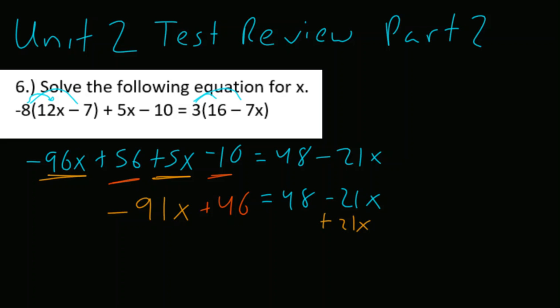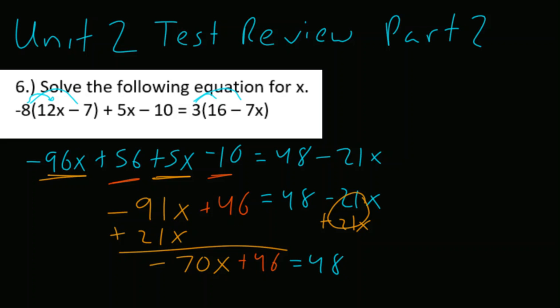So let's add 21x to both sides. And normally I'd say move the smaller one, but here we're moving the larger one just because. And we're having negative 70x plus that 46 is, of course, equal to 48. Now from here, we can move our constant, and we can subtract 46, and we will get negative 70x is equal to, and of course, 48 minus 46 will be 2.